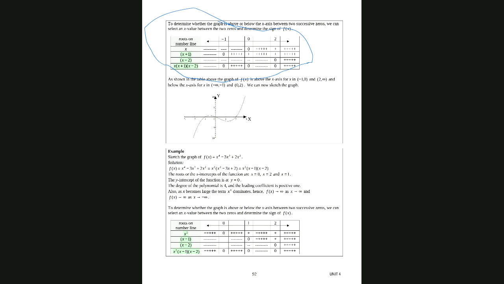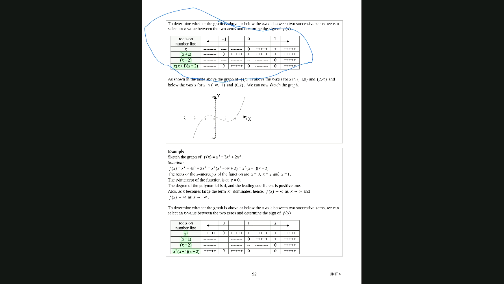Now, between 0 and 2, I can pick a number like 1. If I put 1, I'll get positive, positive, negative. Positive and negative, I'll get negative. Now, at 2, I'll get positive, positive, 0. Positive times 0, I'll get 0.